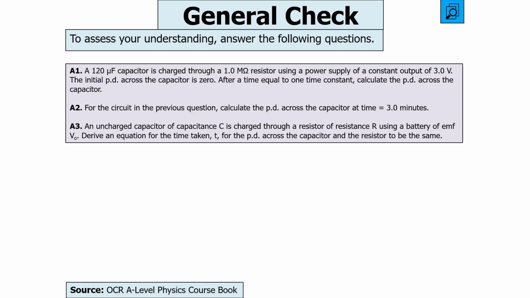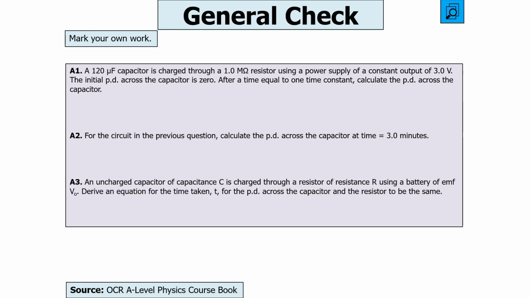The next question says, a 120 microfarad capacitor is charged through a 1 megaohm resistor using a power supply with a constant output of 3.0 volts. The initial PD across the capacitor is 0. After a time equal to 1 time constant, calculate the PD across the capacitor. Then for the circuit in this previous question, calculate the PD across the capacitor at a time of 3 minutes. Then an uncharged capacitor of capacitance C is charged through a resistor of resistance R using a battery of EMF V0. Derive an equation for the time taken t for the PD across the capacitor and the resistor to be the same. So pause the video now, then unpause the video when you want to go through your answer.